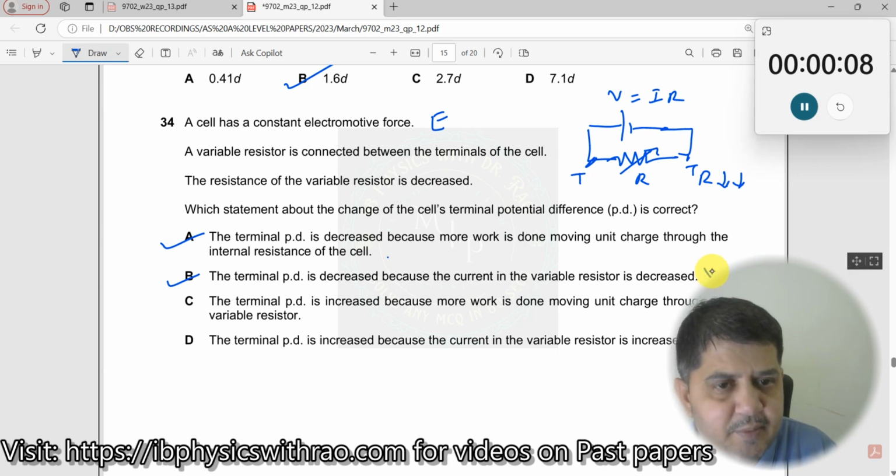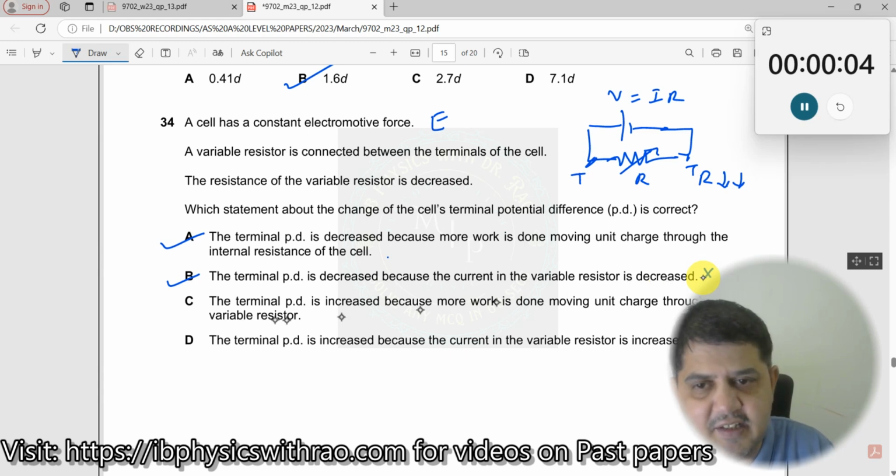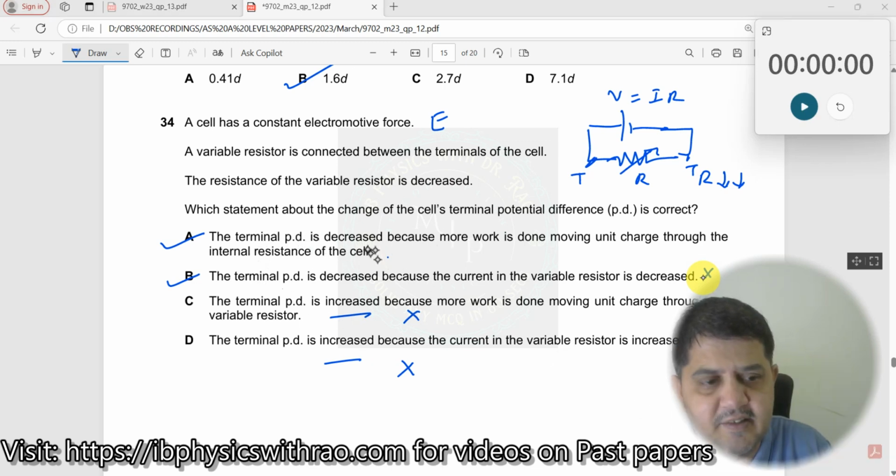No, current in the variable resistor cannot decrease, right? It has to increase. But anyway, this cannot be the right answer. Now here these two are definitely not the right answers. So these two go away. Now let us look at this answer. So this is the definite answer, correct answer. Let us solve this now.